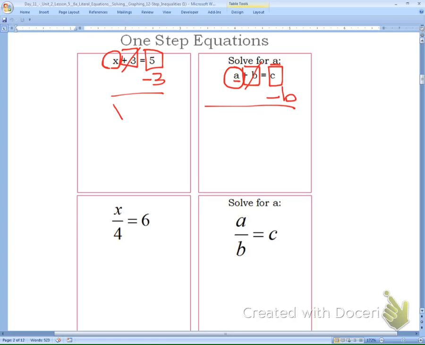Now, when you have a regular equation that's not a literal equation, we can combine our like terms. 5 and -3 is +2. But with literal equations, you probably are not going to be able to combine any of the terms. Sometimes, but usually not. So you just have to rewrite the problem. A is equal to C minus B. And that would be your final answer. Let's try another one.